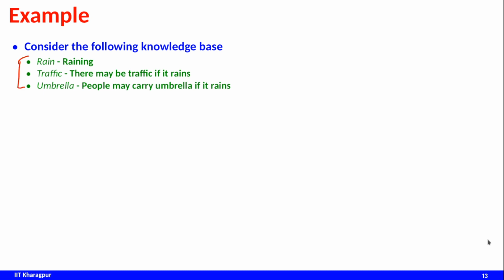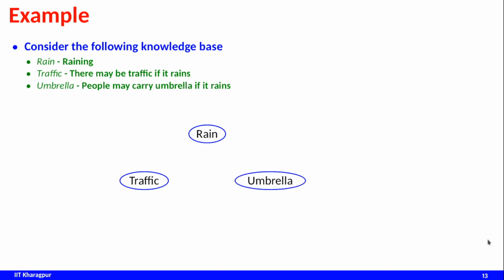Now if I try to build a belief net, we can construct it in many ways, but for the time being we'll go ahead in this manner. Let's say it's rain, and if it rains, then there may be traffic. If you look into this knowledge base, we have three random variables that you can easily identify: rain, traffic, and umbrella.